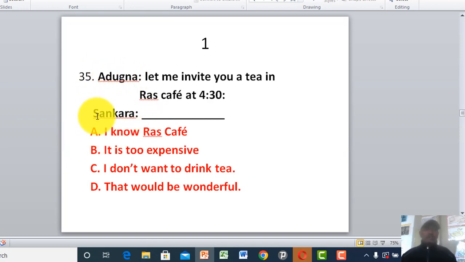A conversation between Adunya and Sankara. Let me invite you to tea at Ras Cafe at 4:30. Invitation question. It's too expensive, it's not your business whether the service in Ras Cafe is expensive or a choice. No, I don't want to drink tea. This is not the correct expression if you don't want to drink tea. Thank you, I think I have another program. Thank you, I have already drunk it. Thank you, I have something to do in my office.